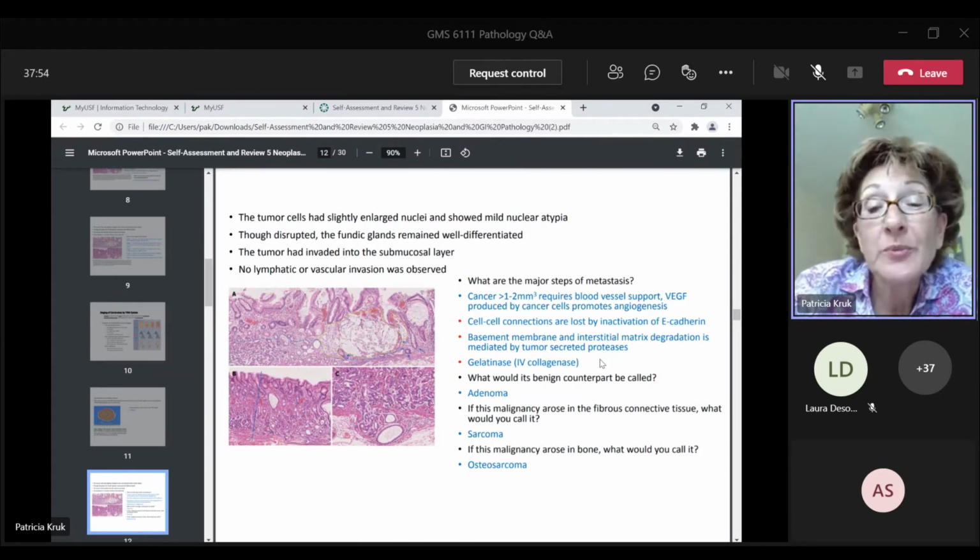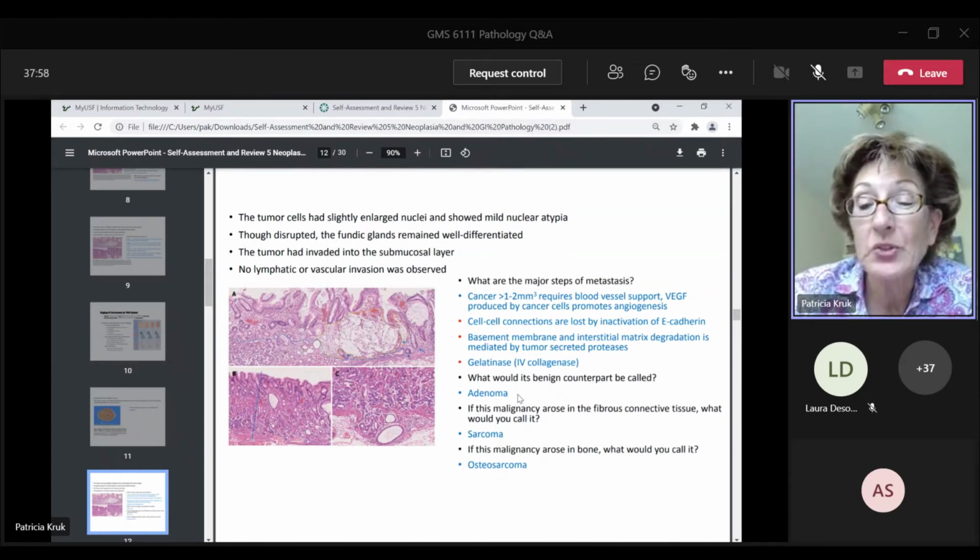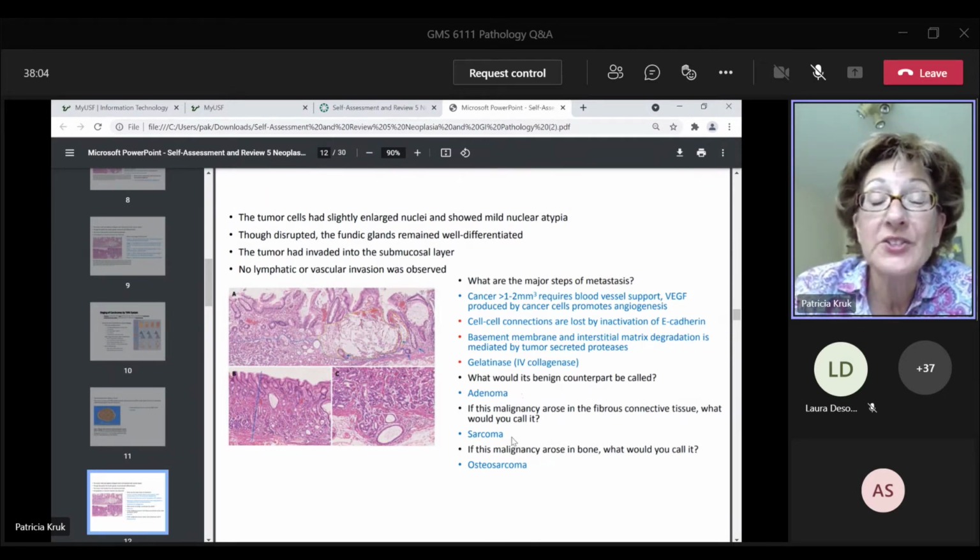So this is called an adenocarcinoma, which the patient was described with. If it was benign, we just call it an adenoma. And I'll get to that nomenclature again, because sometimes that's a little tricky. But if this was a malignancy that had arisen in fibrous connective tissue, we'd call it a sarcoma. If it had arisen in bone, we'd call it osteosarcoma.